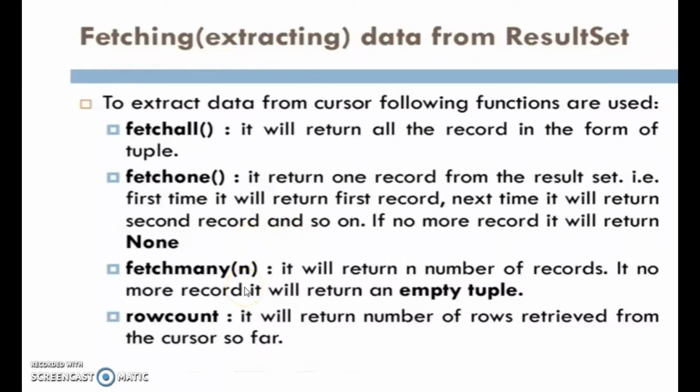Next one, fetchmany. It will return n number of records. Whatever number you specify here, that many records this function will return. If there are no more records, it will return an empty tuple. Then one more function called rowcount. This function will return the number of rows retrieved from the cursor so far, the total number of records retrieved from the cursor so far.